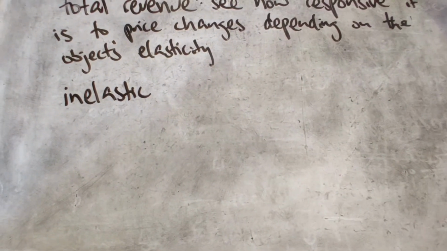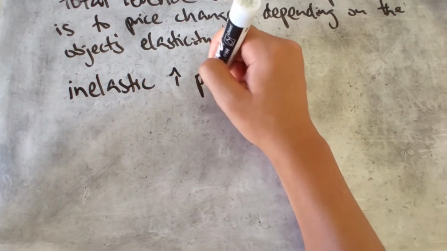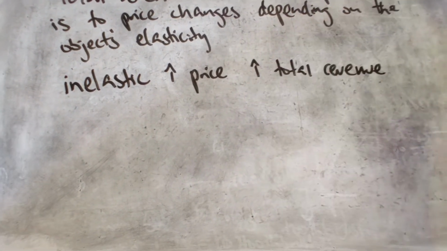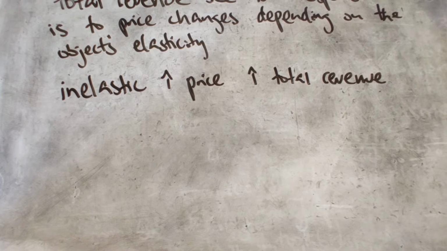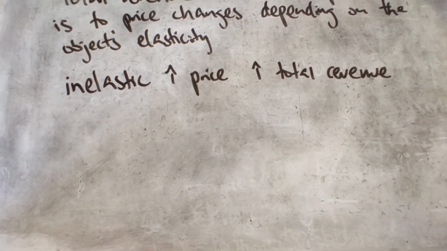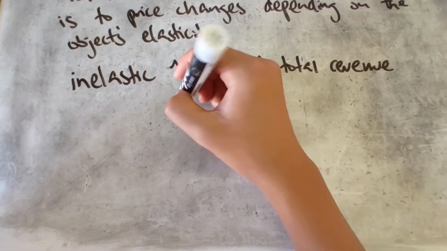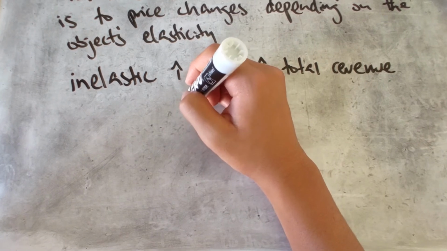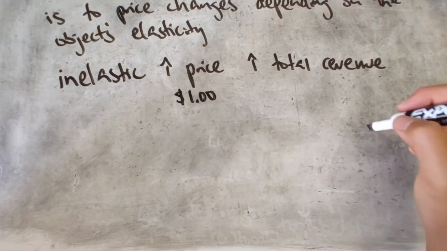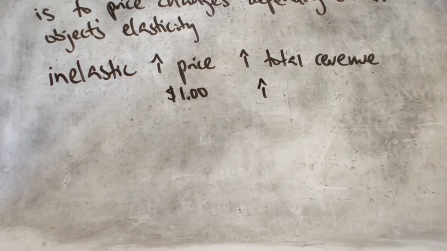So what you could do is test the elasticity. You could just jack up the price as much as you can, and that will result in an increase in total revenue. For example, if you're selling bread and you increase the price by like $1, given that bread is inelastic, if the demand is still the same, then your total revenue would increase as well, depending on how much bread you sell.